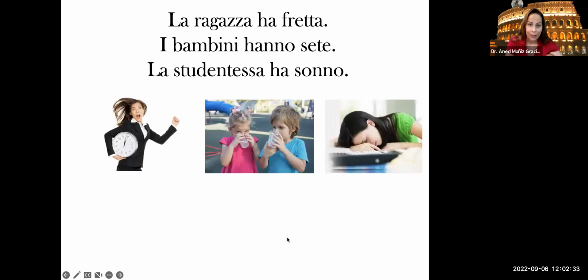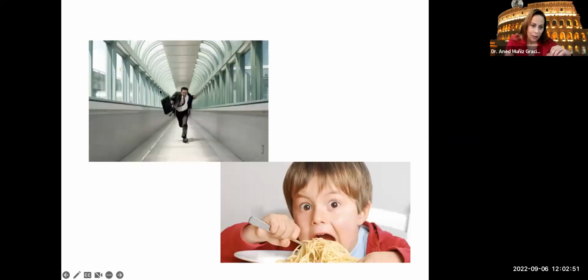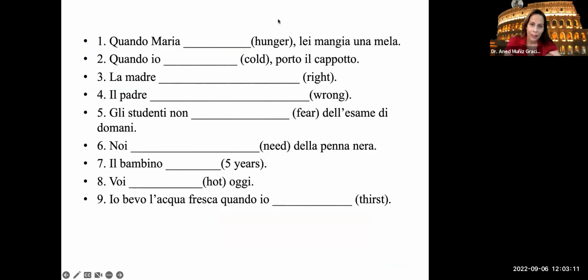And altri esempi. Lei ha fretta, i bambini plurale hanno sete, and then again one T, otherwise if you put this is the number 7. La studentessa singolare ha sonno. And again here the double N is important, otherwise it's the verb to be, sono. And then lui. How do we describe these people here? Lui ha fretta. Bene, il bambino. Lui ha sonno o ha fame? Sonno o fame? Think about famished, maybe, right? Which is a Latin origin word. Lui ha fame.